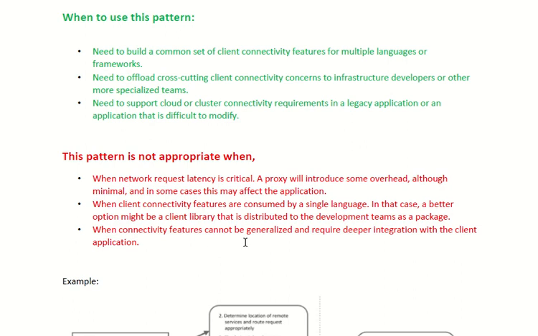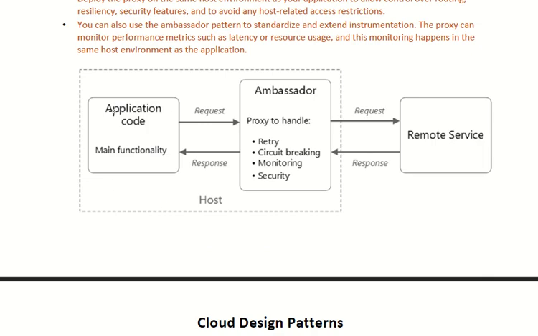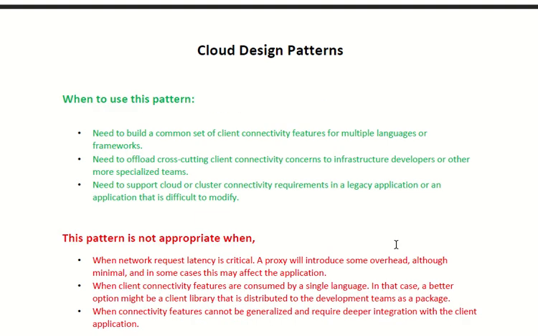When connectivity features cannot be generalized and require deeper integration with the client application. When connectivity features can't be generalized, they are not common in nature. Each and every application has different connectivity requirements. In such cases, you are not allowed to make use of this pattern because the connectivity features cannot be generalized and require deeper integration with the client application. If you take n number of applications, each and every application has a different requirement, so you can't make use of an ambassador there.